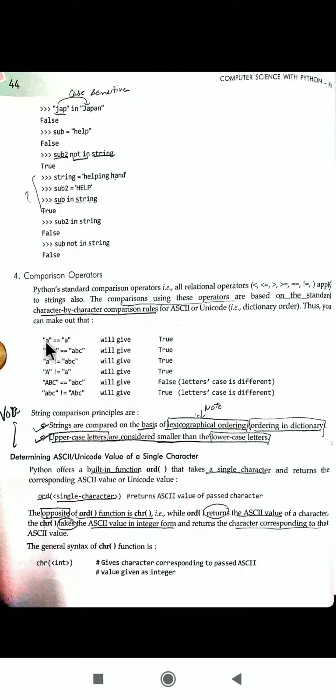It is comparing a is equal to a. Double equal to is for comparison, we know that. This is also equal to this, so it will return true. A is not equal to this, true, because here we have only a, here we have ABC. Capital A is not equal to small a, yes, true. Now capital ABC is equal to small ABC, false, because it is case sensitive. Now small ABC not equal to capital ABC, so it is true because they are in different cases. Fine.